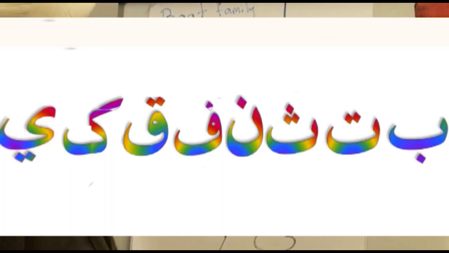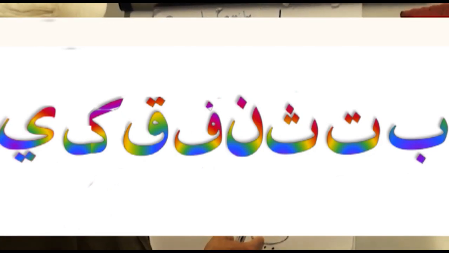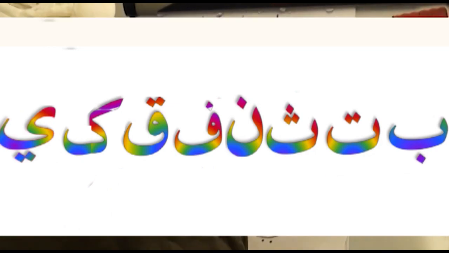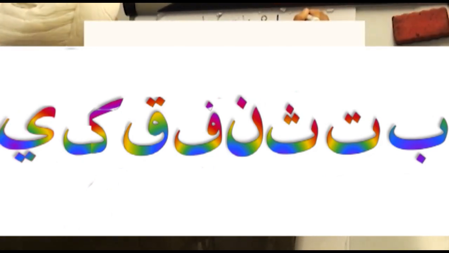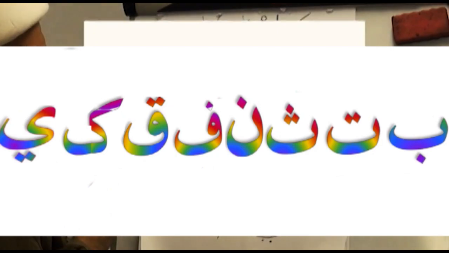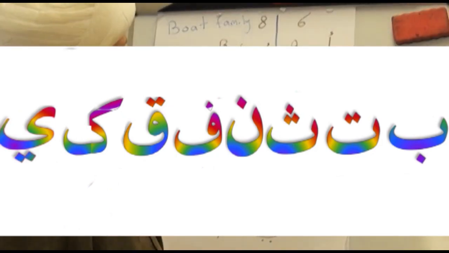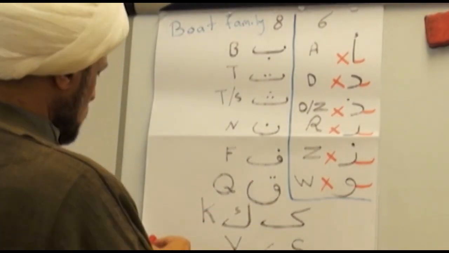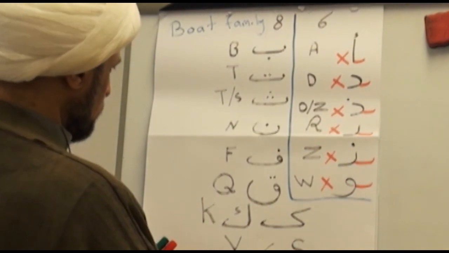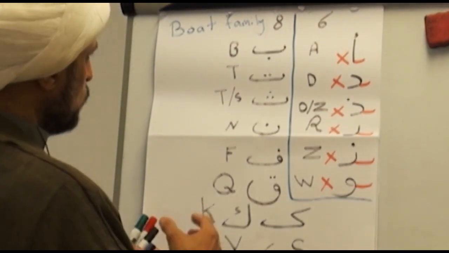So these are the boat book alphabets. 1, 2, 3, 4, 5, 6, 7, 8. So I'll write 8 here. And the earlier family was 6. So these are the 8 boat family.